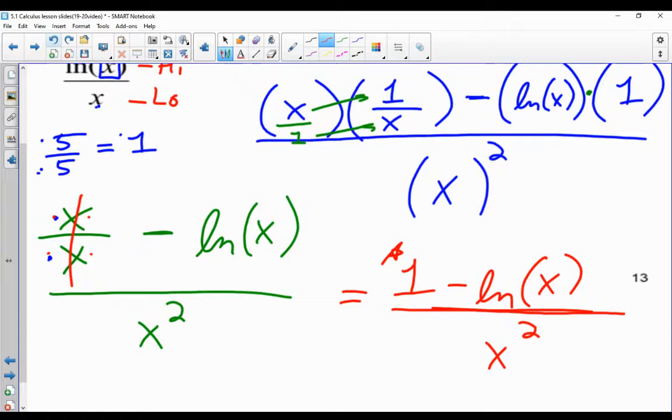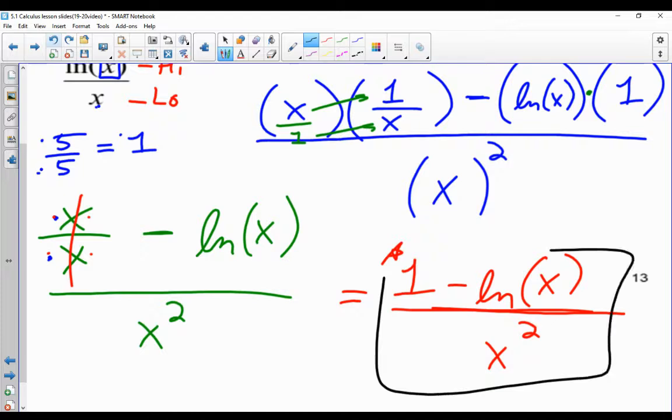That is something a lot of kids miss. They'll just instantly cancel out and just say, oh, it's gone, it's 0, we don't need to deal with it. You got to be more careful than that. Got to remember your division rules. So that will come to 1 minus natural log of x over x squared. Put a star next to that example. That is something that a lot of kids might mess up on. Anytime you have x divided by x, that becomes 1.